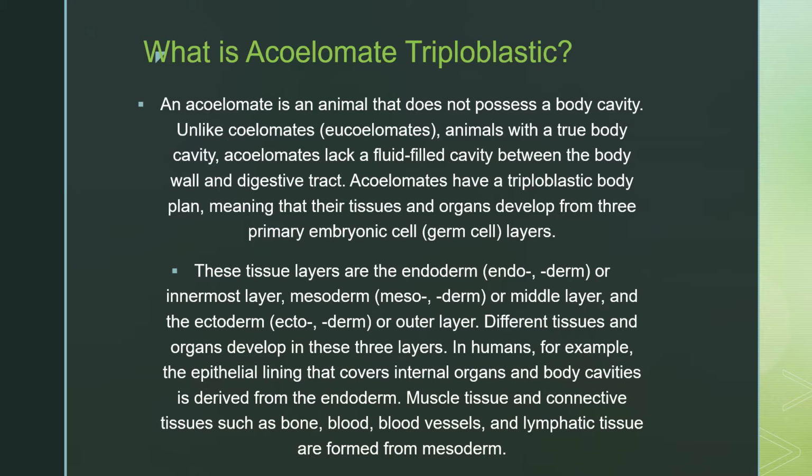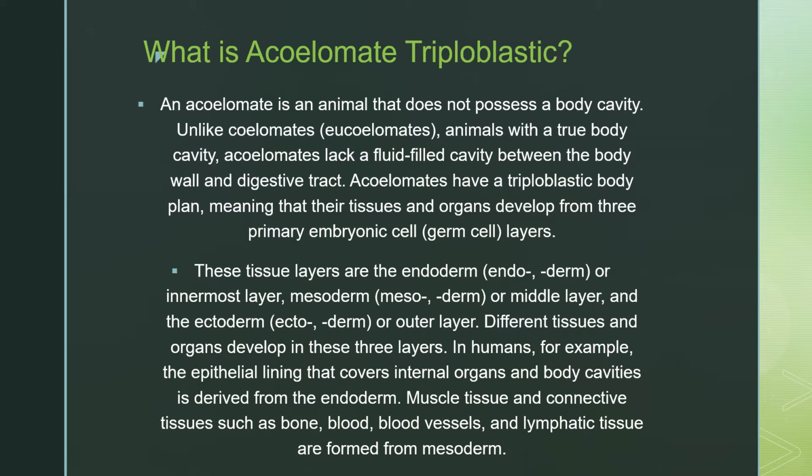Unlike coelomates or eucoelomates, animals with a true body cavity, acoelomates lack a fluid-filled cavity between the body wall and digestive tract. Acoelomates have a triploblastic body plan, meaning that their tissues and organs develop from three primary embryonic cell or germ cell layers. These tissue layers are the endoderm or innermost layer, mesoderm or middle layer, and the ectoderm or outer layer. Different tissues and organs develop in these three layers.